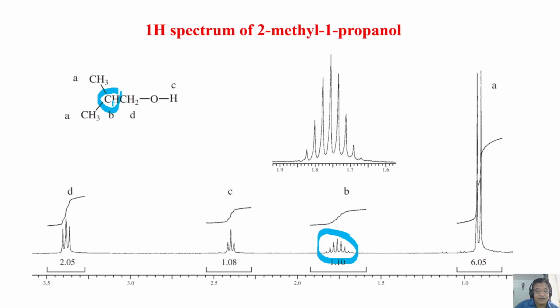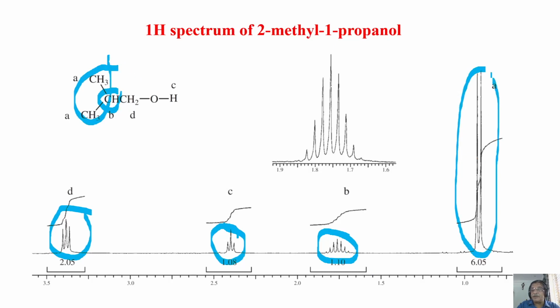Then what is left over? So this we have assigned for OH, this we have assigned for CH2, and this we have assigned for CH. Then what is left over? The leftover is only the CH3s. And look at this peak, it's a doublet. Why is this a doublet? Even though these CH3s are chemically equivalent, it is split into a doublet because of the CH.